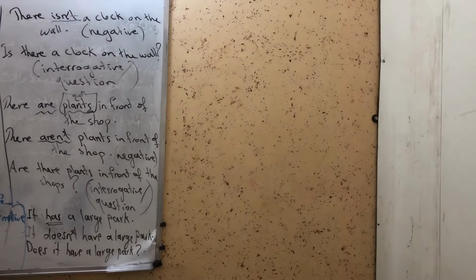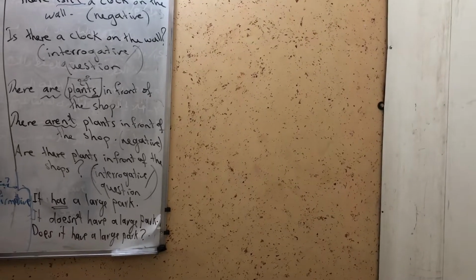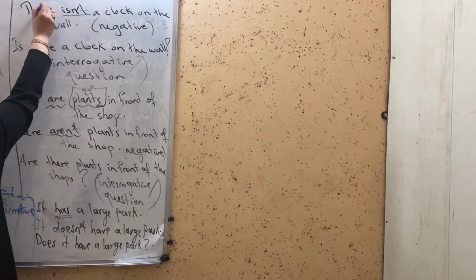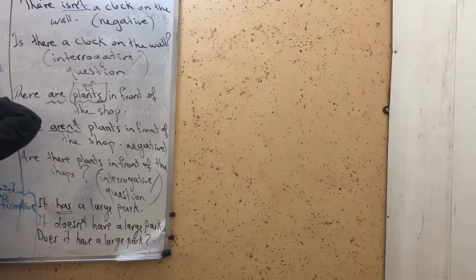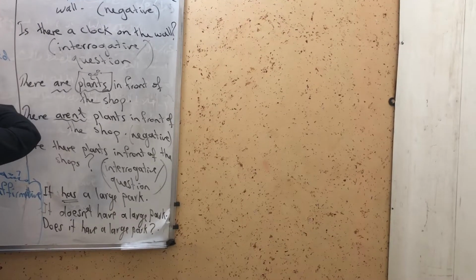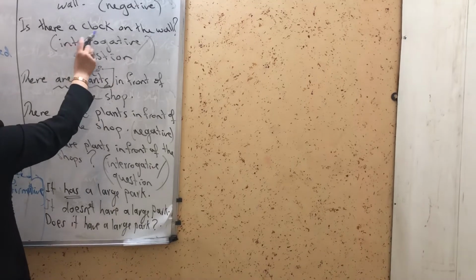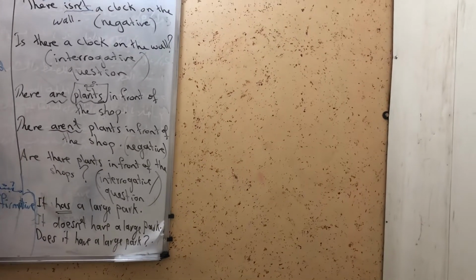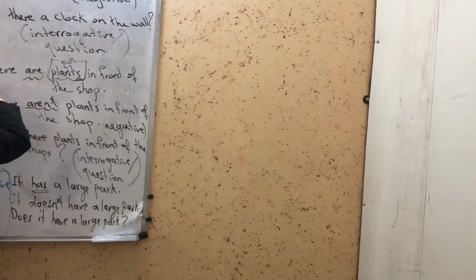Now if I want to change into interrogative or question, I put the verb before the subject. So what will I have? There is becomes is there. And I complete the rest of the sentence: is there a clock on the wall, with a question mark. This is interrogative, or a question.